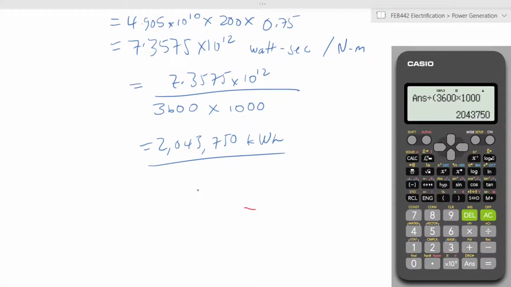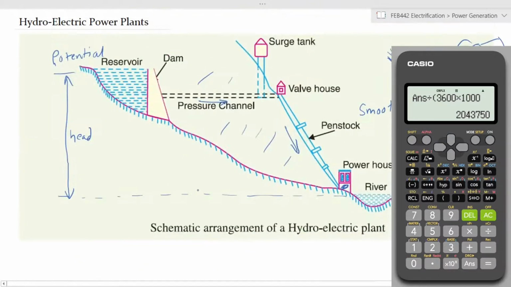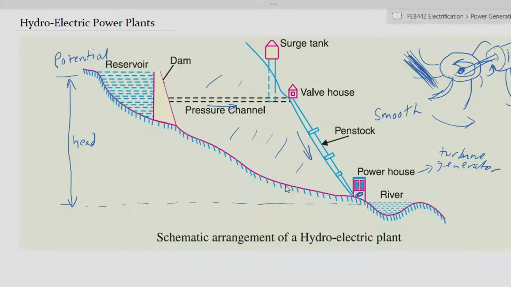So when you have 2 million kilowatt hours, a kilowatt hour is a unit. Those of you who have experienced prepaid meters, 1 unit is the amount of power with which you can power a bulb for about 24 hours, the old school incandescent one. So you can imagine 2 million kilowatt hours is quite a large amount of energy available for use. So hydroelectric power is a form of energy where we can have quite a useful amount of power.